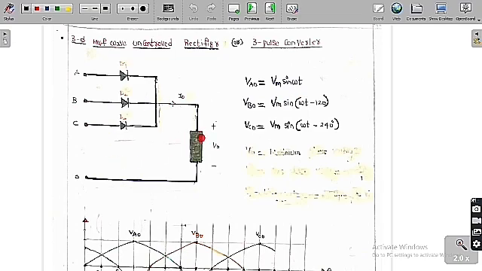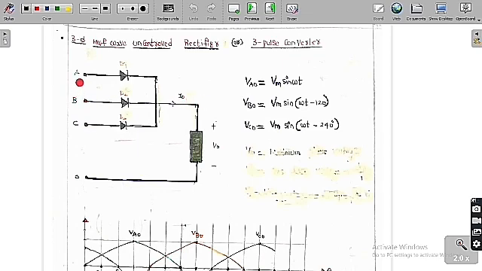This is the circuit diagram we are going to get. These are the 3 diodes D1, D2 and D3. These are the points A, B and C, and this is the reference point O. This is the load we are going to connect, with the load output voltage, the voltage across the load, being V naught of t, and the current through the load being I naught of t.